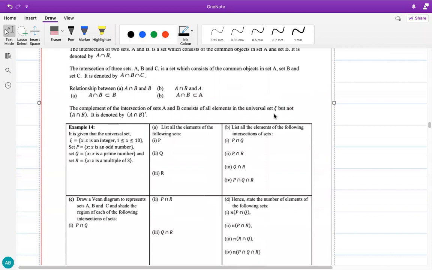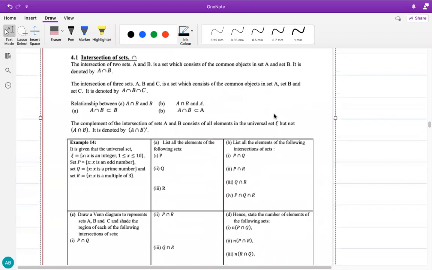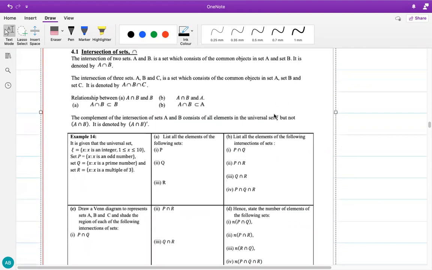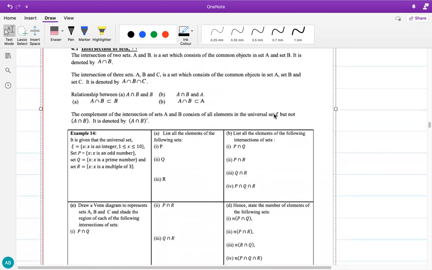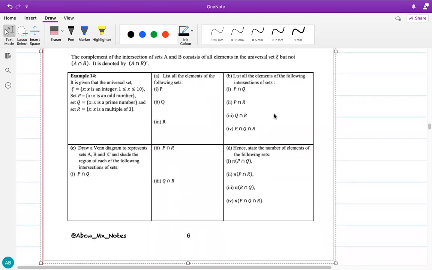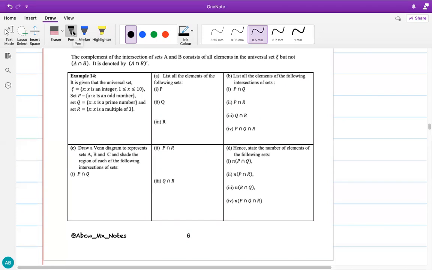So we already briefly touched on intersection yesterday, right? So today we're going to look at examples on intersection. So look at example 4, based on your notes.